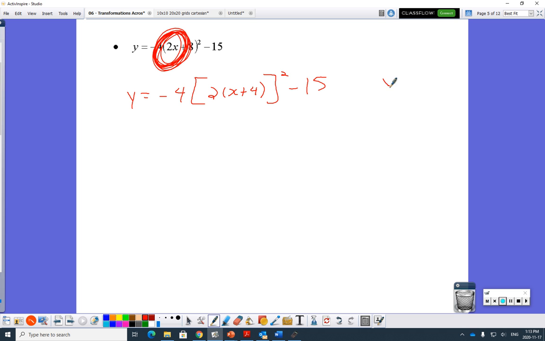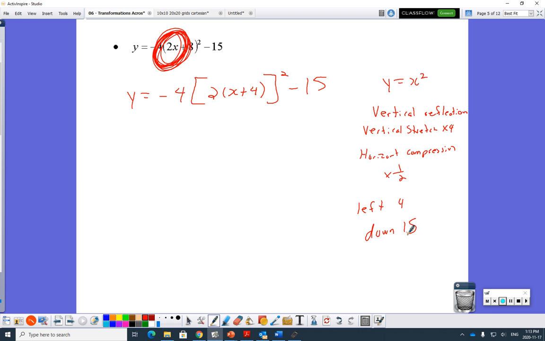Base function, y equals x squared. Transformations: vertical reflection, vertical stretch by 4, horizontal compression by 1/2, left 4, down 15. And I did that fast on purpose because I want to challenge you a little bit to see if you can pick these out. But I don't want to challenge you too much. I want you to ask me.